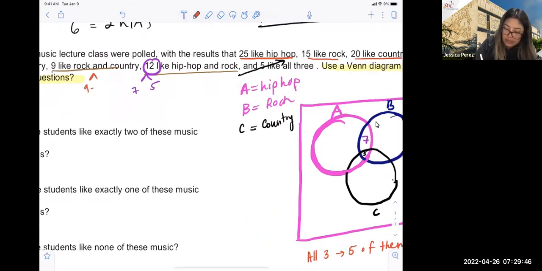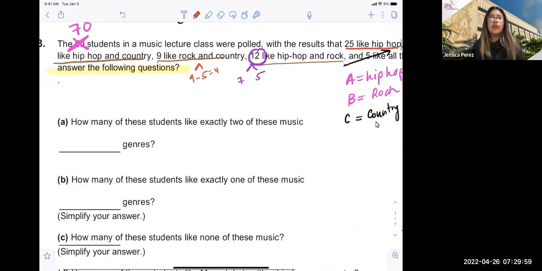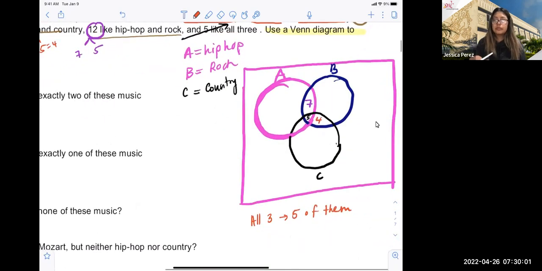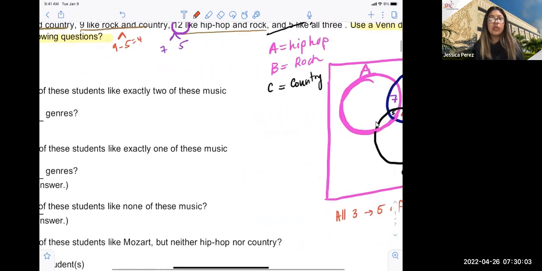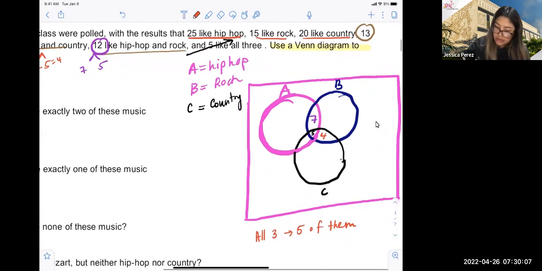9 minus 5 is 4. So then here you have 4. Okay, so 5 plus 4 is 9. Rock and country. Now you have hip hop and country. Hip hop and country are how many? 13.